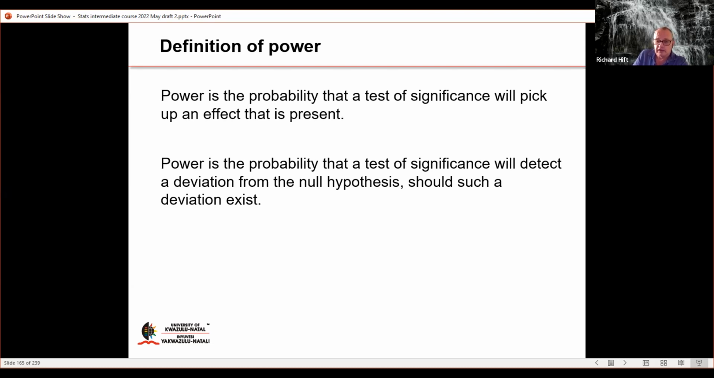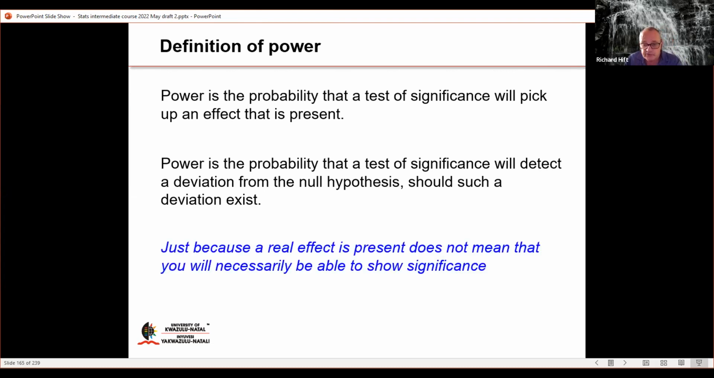And it's almost always because the study was inadequately powered, which almost always means the sample size was not big enough. Right. So just because a real effect is present does not mean that you'll necessarily be able to show significance. That is the problem.